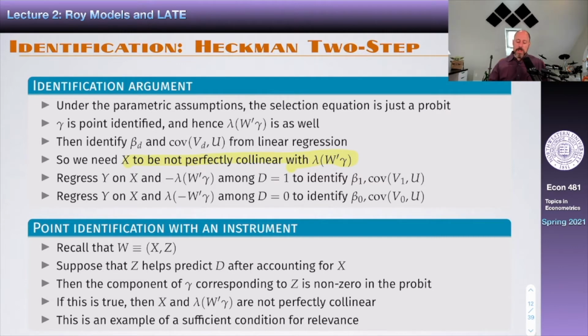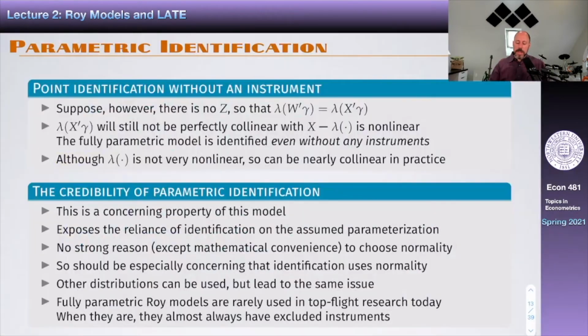Now, sometimes you don't have an instrument, okay, and in that case, this lambda of W gamma is just lambda of X, and then you can still have identification in this model without a single instrument. What happens is this function lambda of X is nonlinear. So it is the case that lambda and X are not going to be perfectly collinear. And so even if you don't have an instrument, you can have identification by virtue of these two elements not being perfectly collinear.